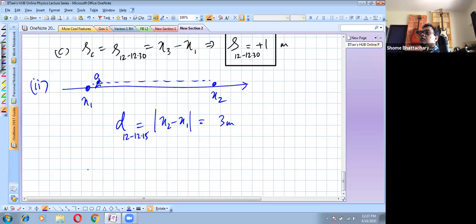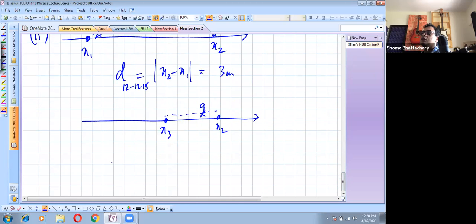So he's actually walking a distance of 3 meters. But similarly, now in the next part, he's coming from x2 to x3. So he's walking along this path. And remember that we have already assumed that he's not going zigzag like this. He's not going back and forth. He's just walking straight from x2 to x3 once. So the distance traveled from 12:15 to 12:30 is again going to be magnitude of x3 minus x2. So it is going to be 2 meters.